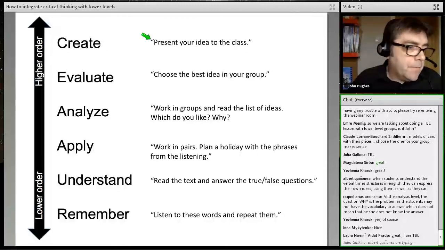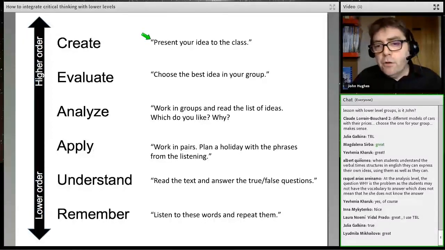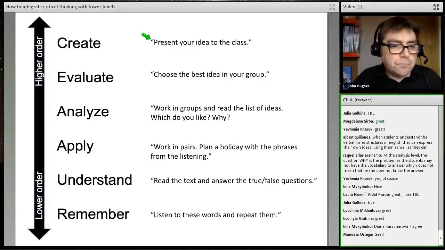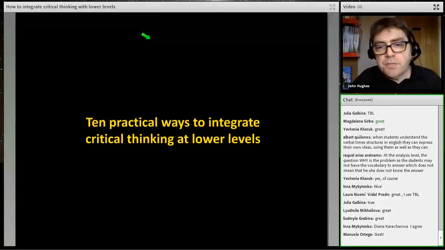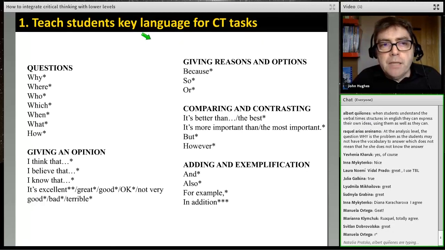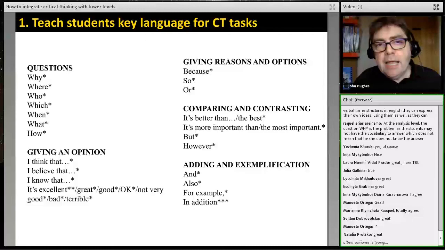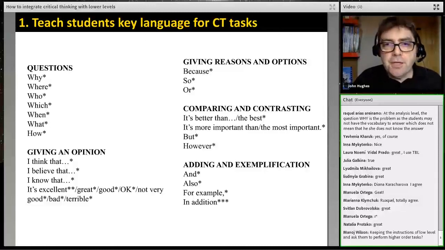Okay, what I want to do now is to look at some very practical ideas. So I've done some theoretical work. Let's have a look at sort of 10 ways that we might introduce critical thinking to lower levels. Some of these activities you'll be familiar with. I'm going to go past here, so 10 ways. First of all, my tip number 1 is teach students the key language they need to do critical thinking tasks.